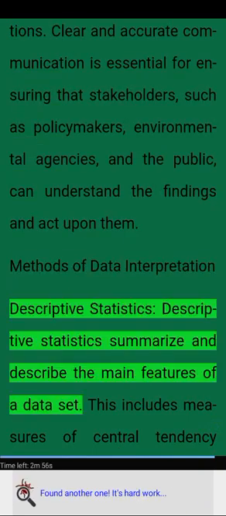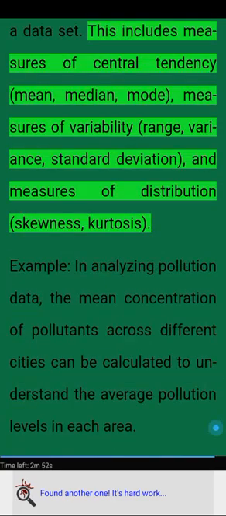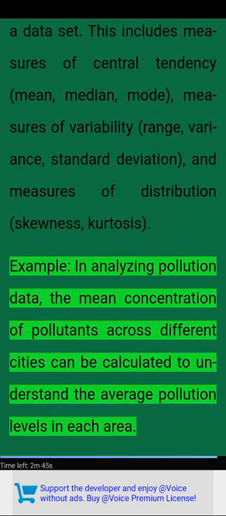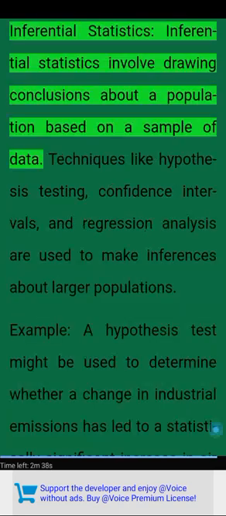Methods of data interpretation. Descriptive statistics. Descriptive statistics summarize and describe the main features of a dataset. This includes measures of central tendency, mean, median, mode, measures of variability, range, variance, standard deviation, and measures of distribution, skewness, kurtosis. Example: in analyzing pollution data, the mean concentration of pollutants across different cities can be calculated to understand the average pollution levels in each area.